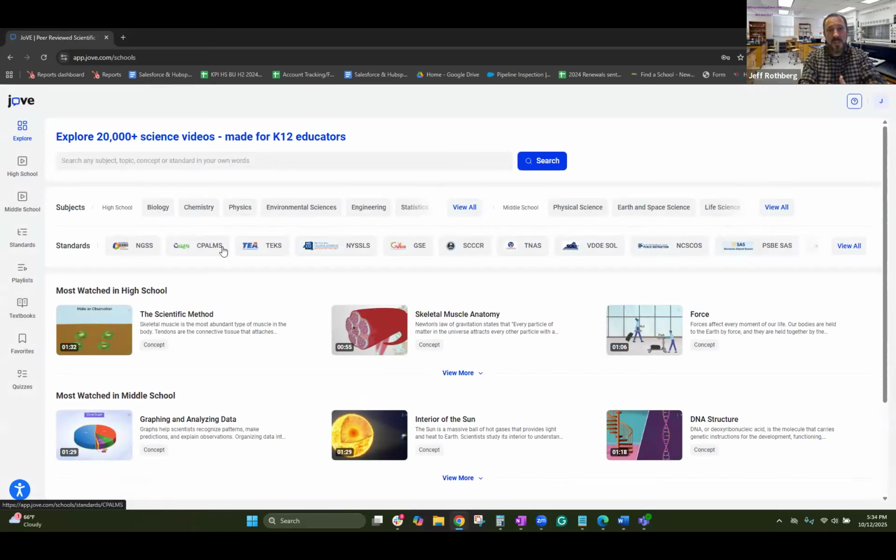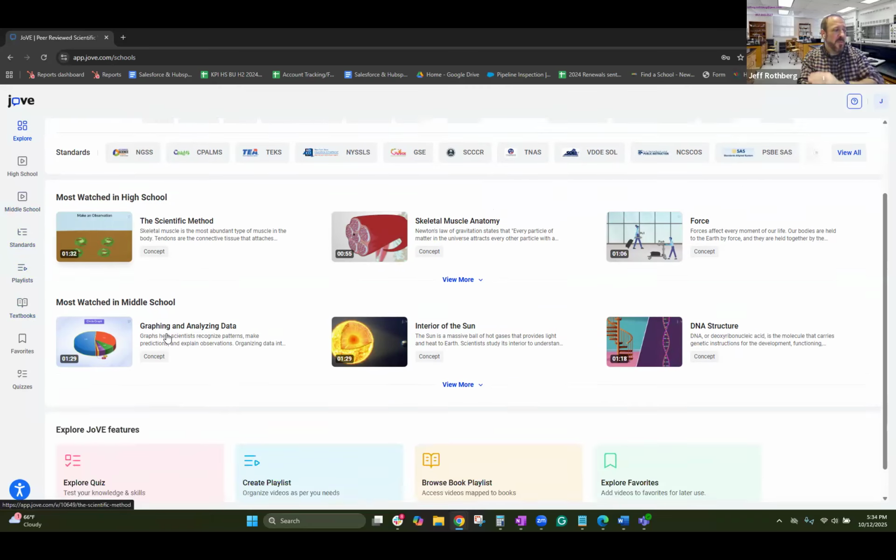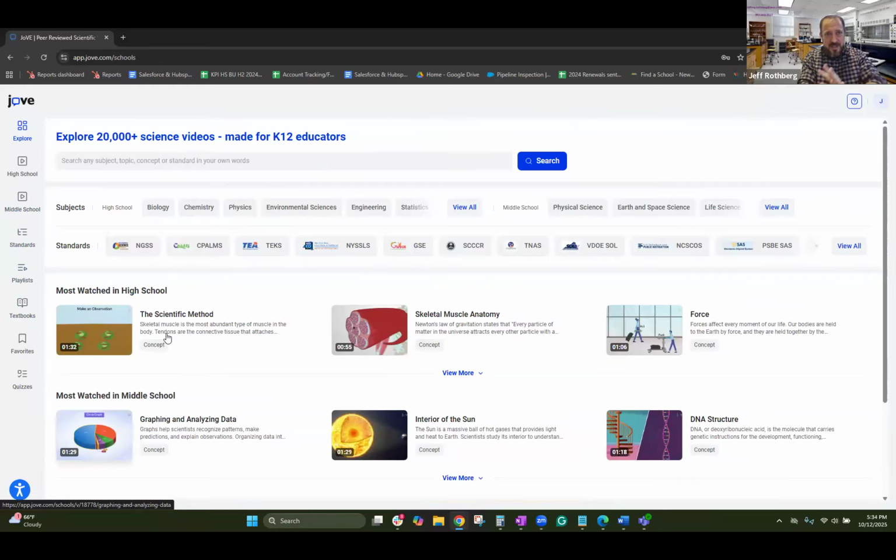Sometimes you might want to specifically look by state standards or NGSS standards, and we have all that built in. Maybe you want to go access some of your tools, like your playlists or something along those lines. The bottom line is everything is right here, easy to access at your fingertips. Now, I did allude a minute ago, what JoVE basically is, it's a video library.